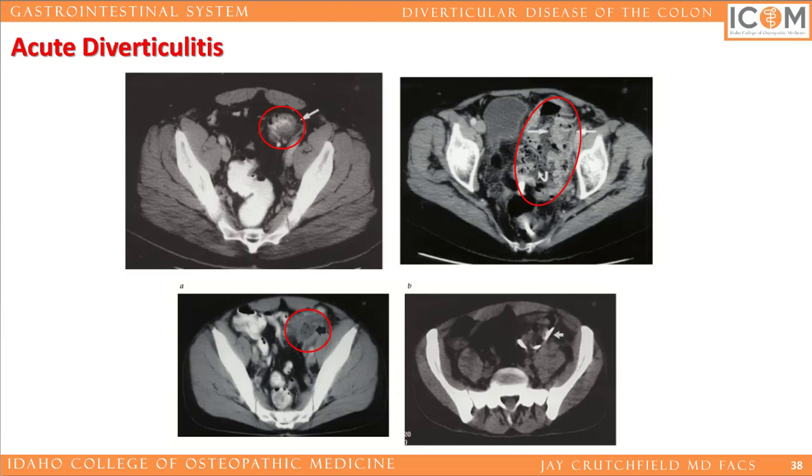The right lower image shows a small amount of oral contrast, probably Gastrografin, moving through an area of very narrow colon consistent with a stricture.